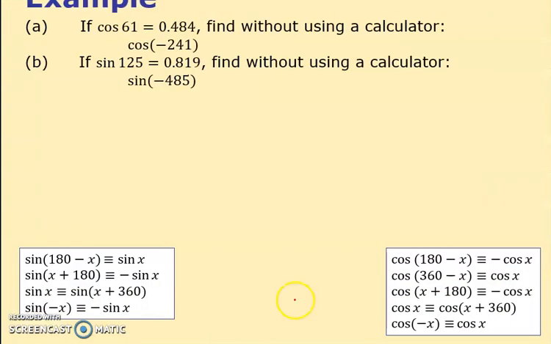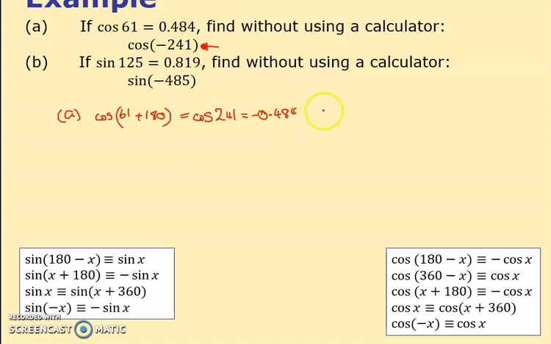Okay, so on this example, what we've got is a slightly more complicated one. So I've got A here. I know that cos of 61 equals that. So I suppose, what can I do to the 61 to find cos of minus 241? Well, I think it's a double trick actually. I'm going to add on 180. This is not the number I want, but I can work out the cos of 241. And over here, where does it say? If I add on 180, I get the minus version. That's what that says. So that will give me minus 0.484 because I know that cos of 61 was that.